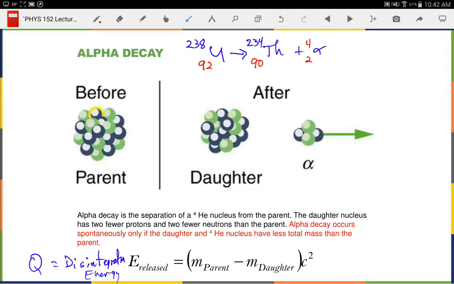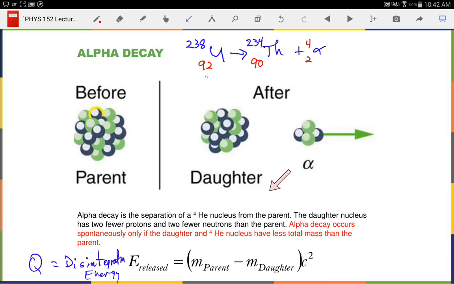What is a baryon? Protons or neutrons. And so what number tells us the number of protons and neutrons? This one. So we started with 238 baryons. How many did we end up with? 234 plus 4, 238. Okay? That worked out. Now we also have to have conservation of charge.